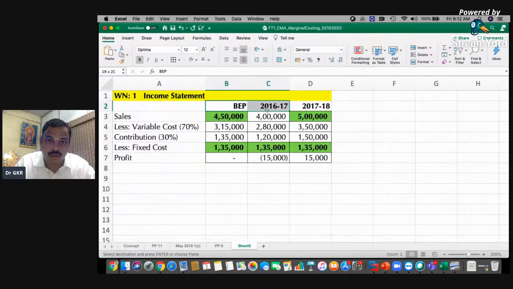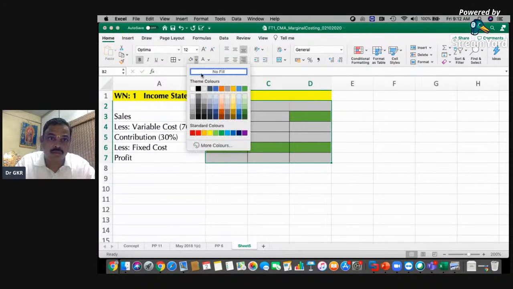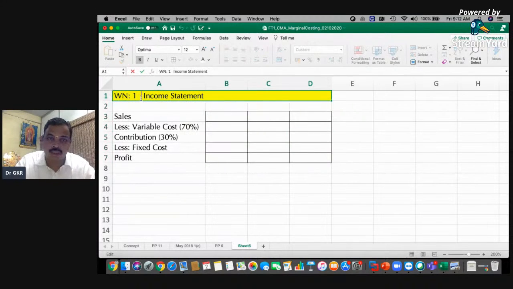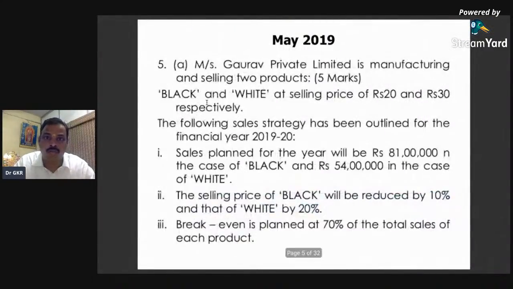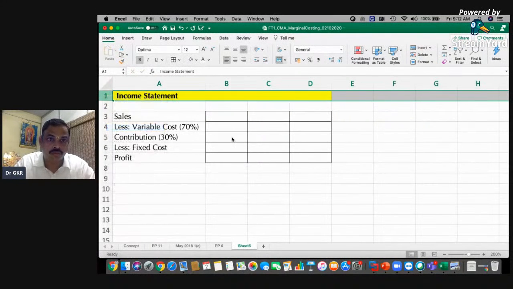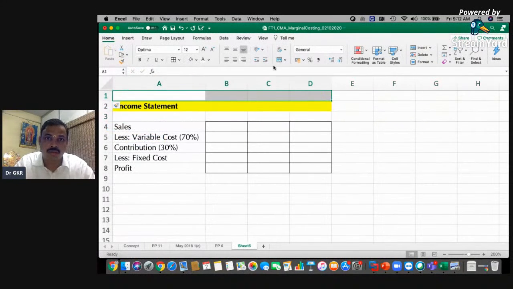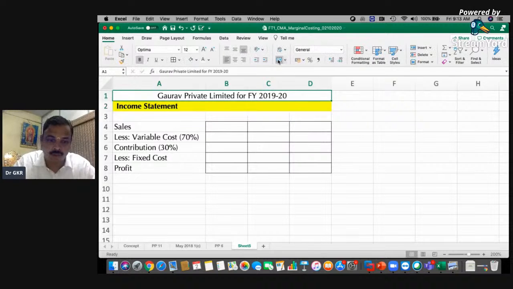I don't want all this. So remove all this. So this is income statement. Income statement of which company? Gaurav Private Limited. Okay. So what I will do? So this is Gaurav Private Limited for financial year 2019-20. So this is income statement.